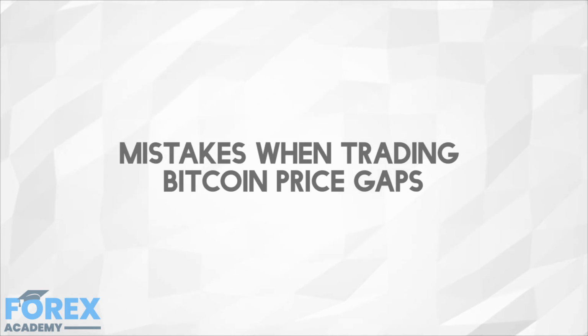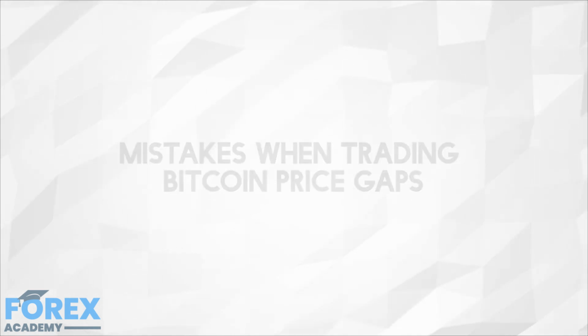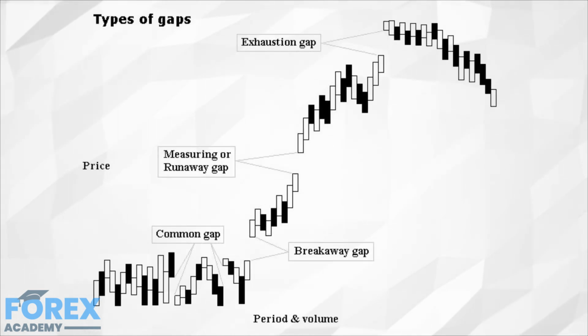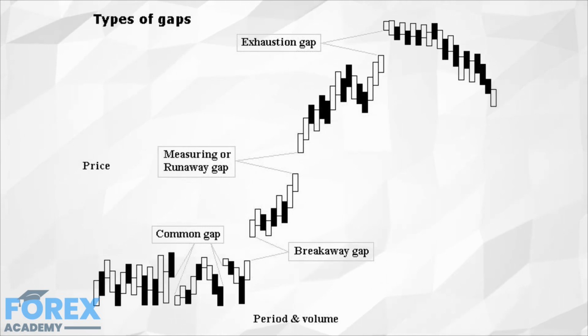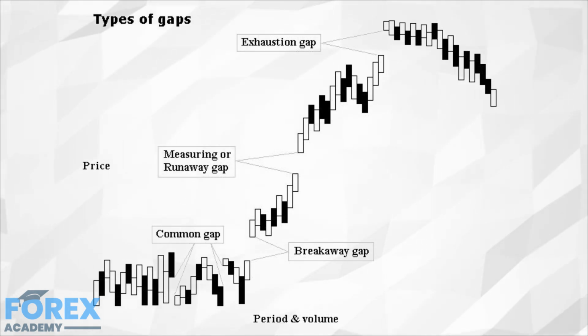Mistakes when trading Bitcoin price gaps. A common mistake traders make when using gaps to trade Bitcoin is confusing exhaustion gaps with measuring gaps. This can cause a trader to position himself in such a way that they will miss significant gains that occur in the last half of the uptrend. Exhaustion and measuring gaps are quite different as they predict moves in completely opposite directions.